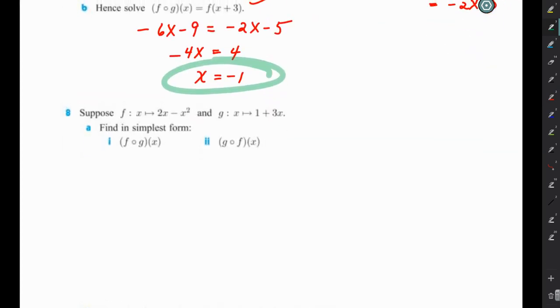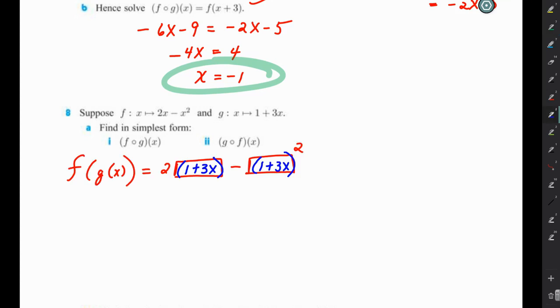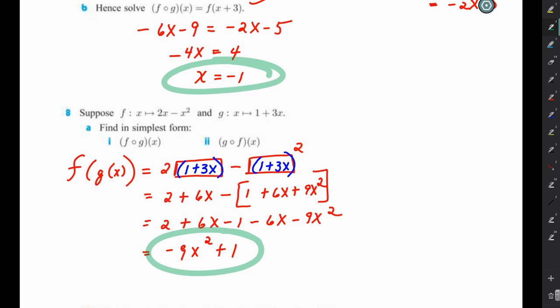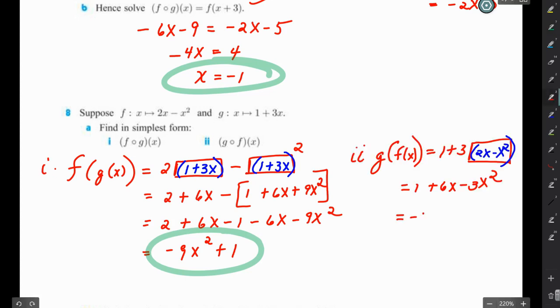Okay, find f of g of x. Make sure that you use FOIL and distribute the negative and add like terms. All right, moving on to double I. I'm going to put that in standard form. This makes me feel better. And that's our final answer for double I.